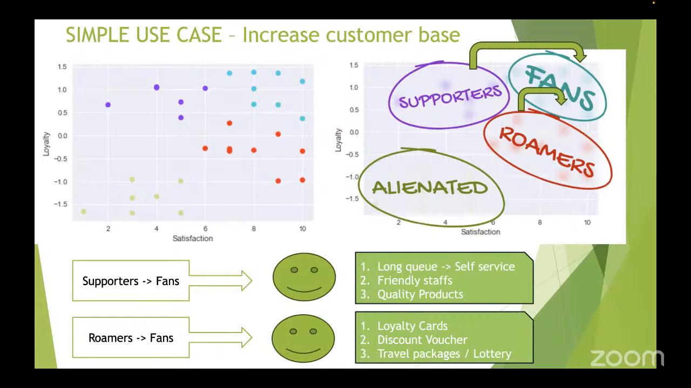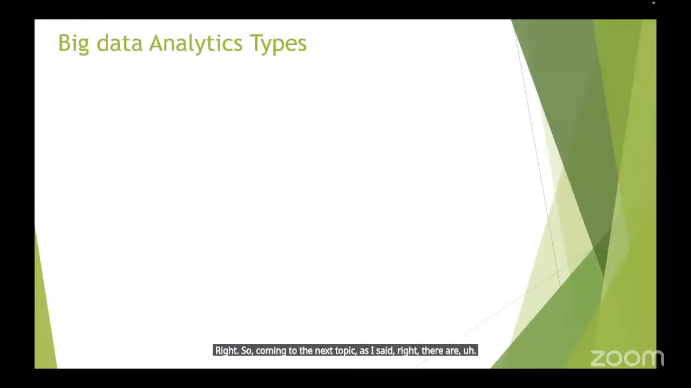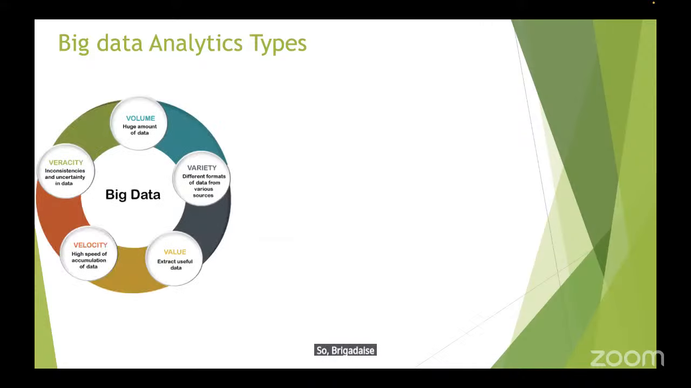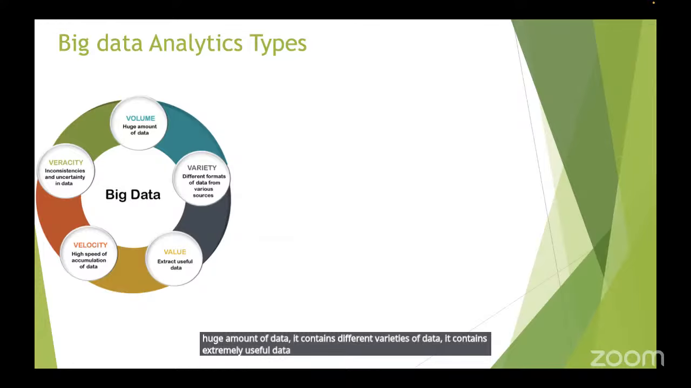So coming to the next topic, as I said, you need to understand the analytical types in big data, because big data is not a simple thing to do analytics on very easily. Big data is basically a huge volume of data. It contains different varieties of data. It contains extremely useful data and velocity.